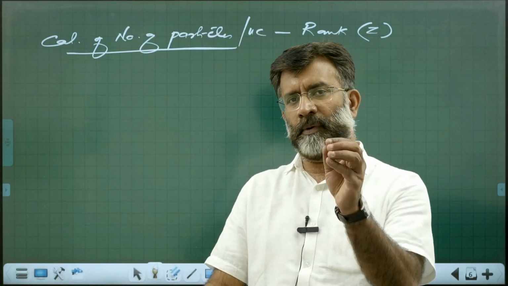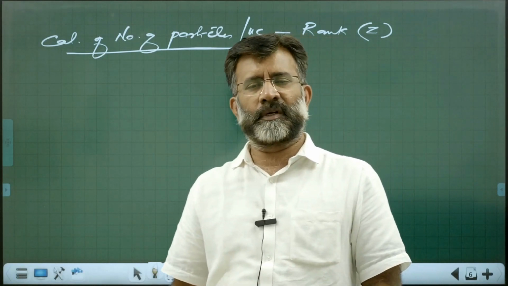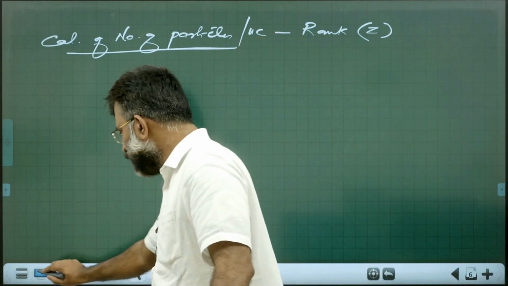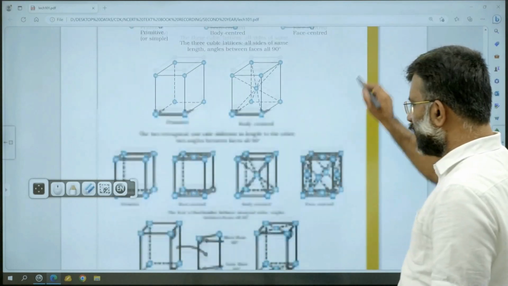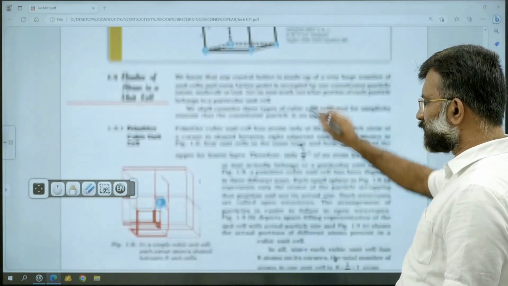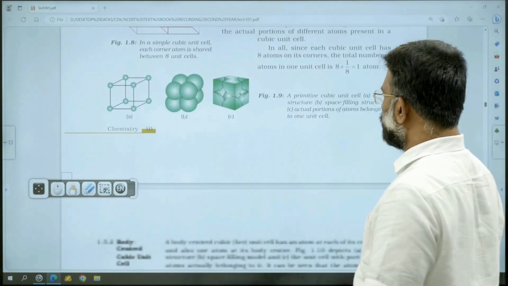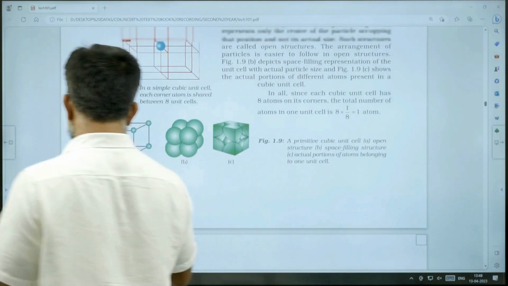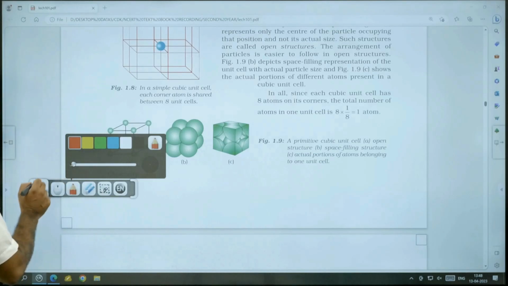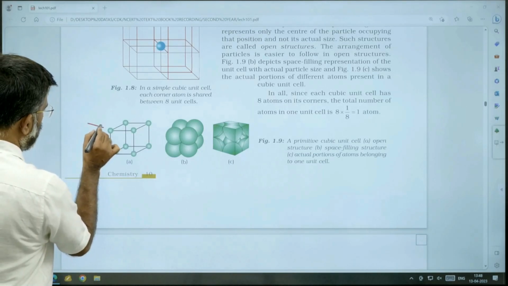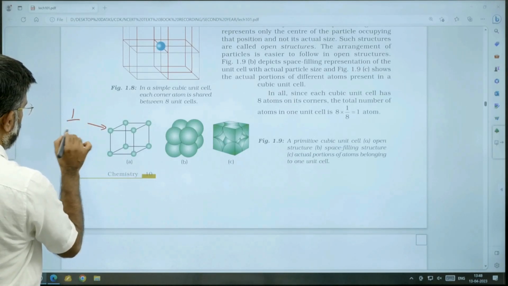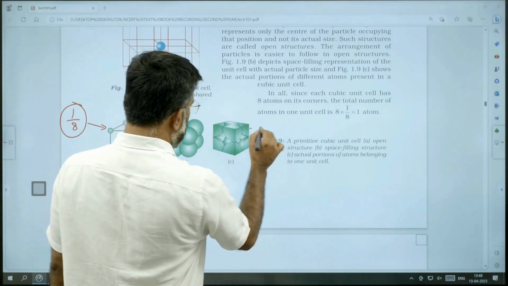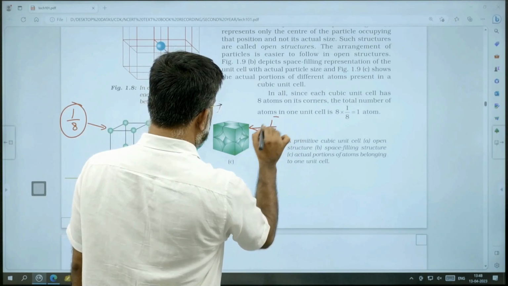Basically, the important crystal systems. Most crystal systems that we are learning are cubic systems. Let's have a look at the major cubic systems. How to find the rank of crystal systems? If you take up a simple cubic system, this is the primitive cubic system. The contribution of a particle in the corner, as all of you know, is 1/8 contribution.